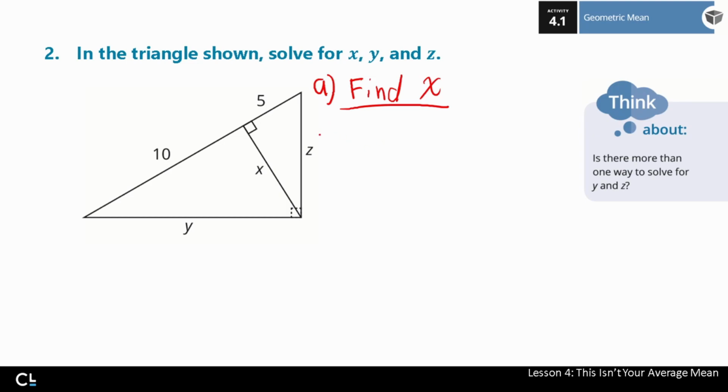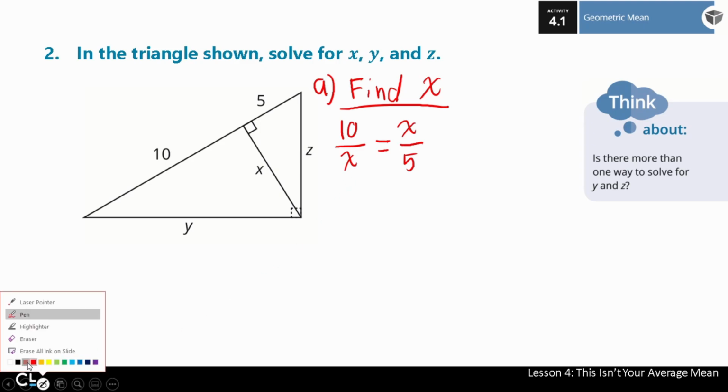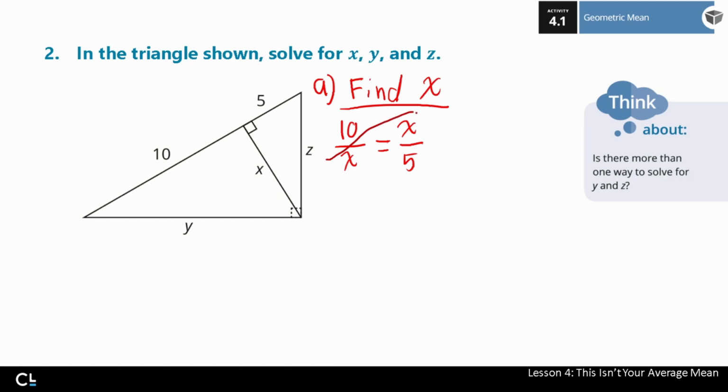And the way we're going to write that is we're going to take one segment. So I'm going to start with 10. I'm going to put that over my altitude. And then we're going to say that altitude again up top here over my other segment, which would be 5. And then all we have to do is solve this. So we'll cross multiply and solve it. We're going to say x times x. That's going to give me x squared equals, and then 10 times 5 will give me 50.